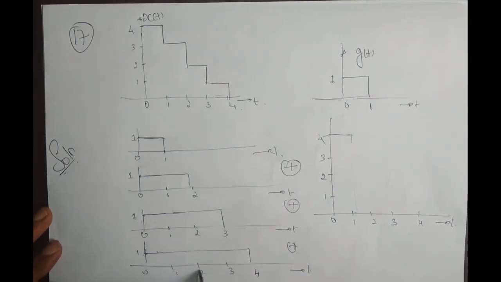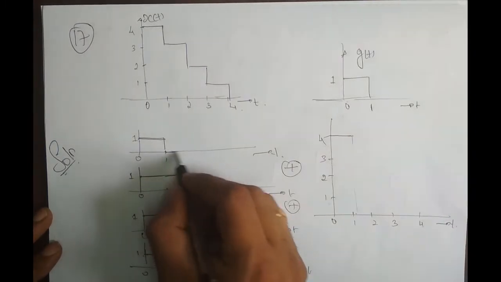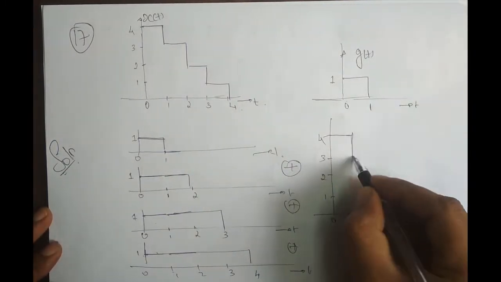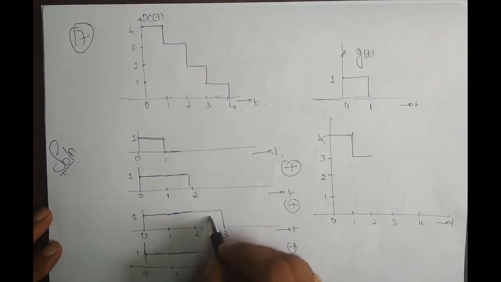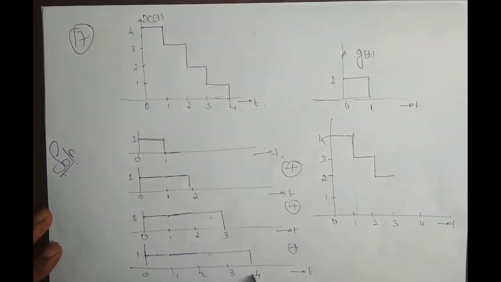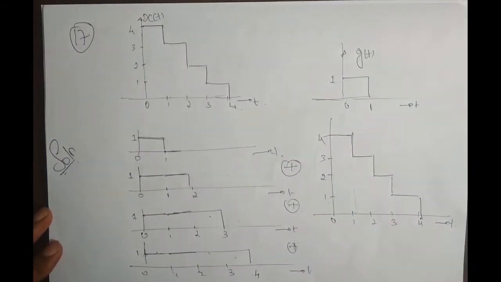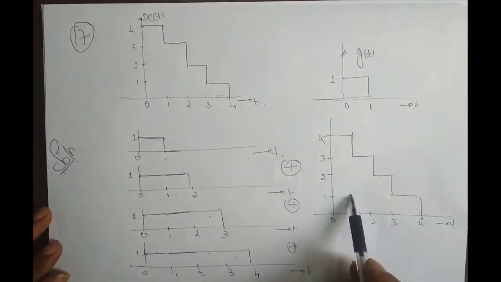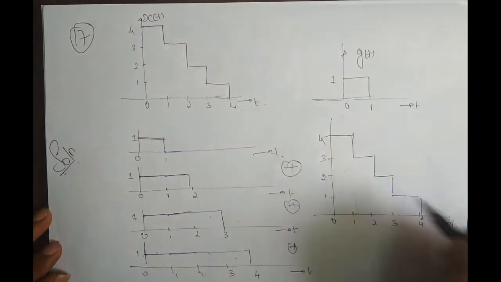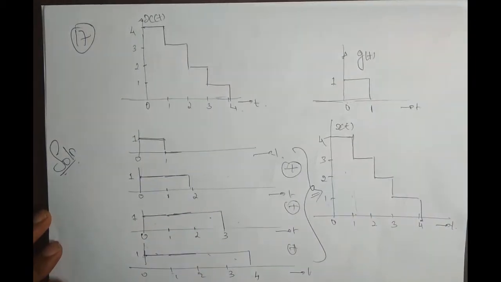For t varying from 1 to 2, the output is 1 plus 1 plus 1 plus 0. So I get 3. For t varying from 2 to 3, 1 plus 1 plus 0 plus 0, which is 2. For t varying from 3 to 4, 1 plus 0 plus 0 plus 0, which is 1. Okay. So I got this x of t back, right? So this is my x of t now. The sum of all these, I ended up with x of t.